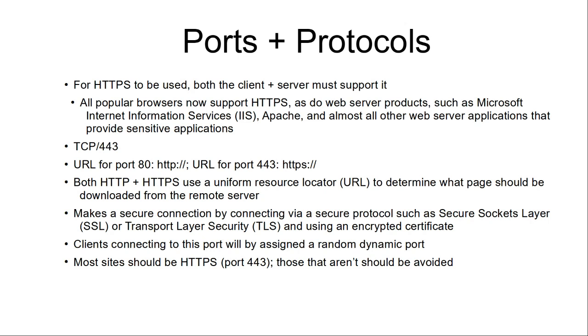443. The URL for port 80 is, if you type in http://, some website, you'll get transmitted over port 80. If you type in https://, it'll transmit over port 443. Both HTTP and HTTPS use a uniform resource locator or URL to determine what page should be downloaded from the remote server.